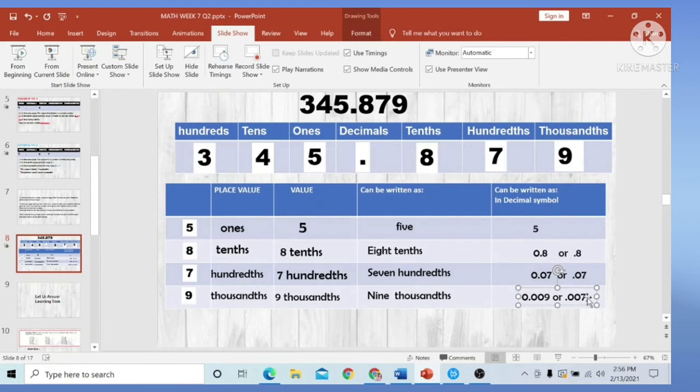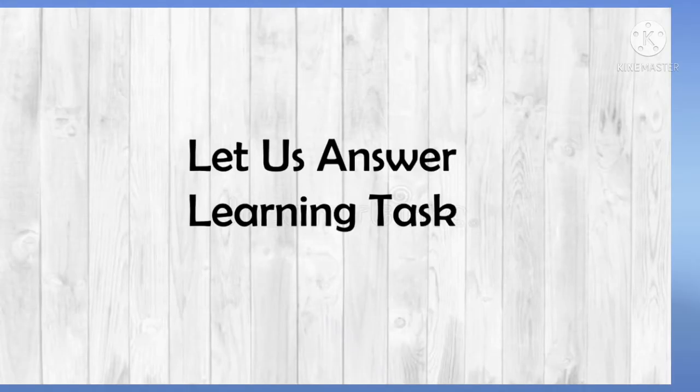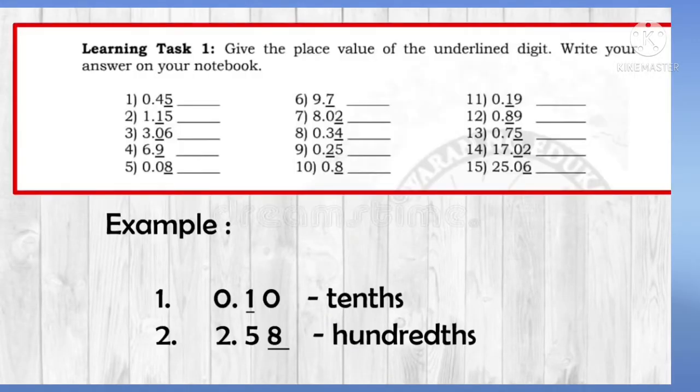So that is how we find the place value, the value, how can be written as in words and in decimal symbol. Okay? Kasi po, dapat natin malaman kung paano kunin dahil para masagutan natin yung mga learning task natin. Let us answer learning task. Okay? So learning task 1. Give the place value of underlined digit. Write your answer in your paper or in your notebook. So how can we answer this learning task number 1?